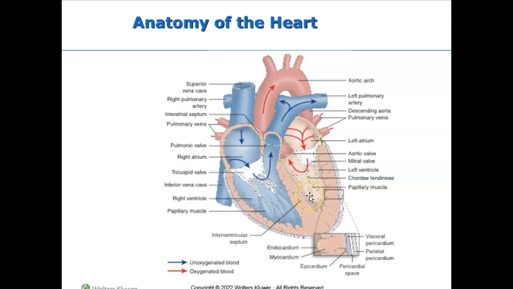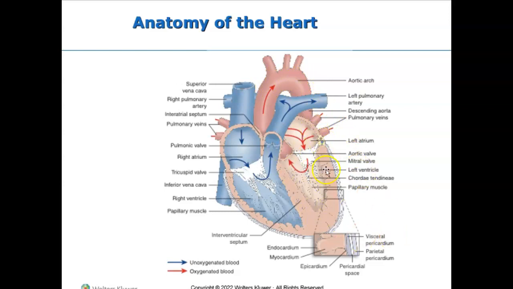After the oxygenated blood passes through the mitral valve, it goes out through the aortic valve to the aorta. So it leaves the left ventricle via the aortic valve to the aortic arch and out to the body.